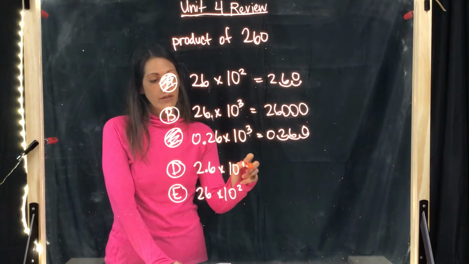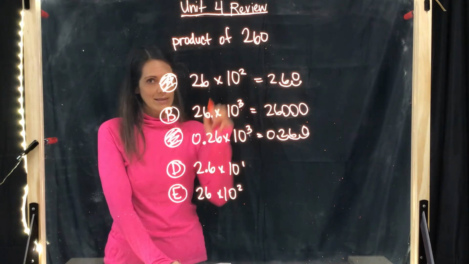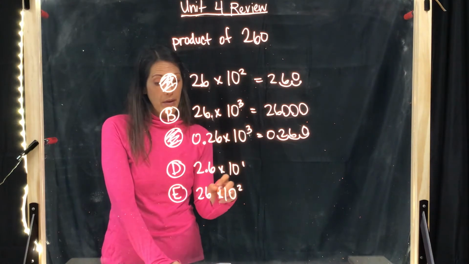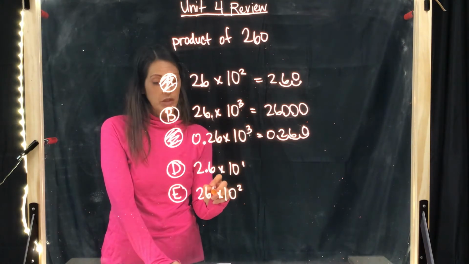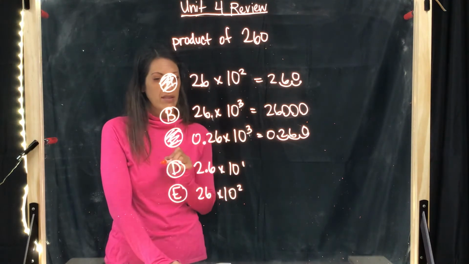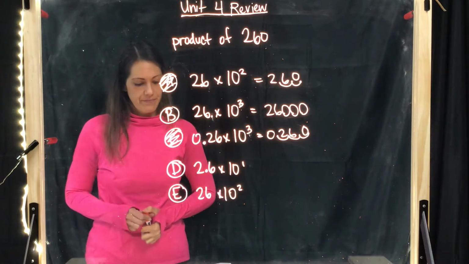26 times 10 to the first power means I'm going to move my decimal place over once, and that's 26, and that's not the same. 26 times 10 to the second power, I don't see my decimal, which means it's at the end. So I'll add 2 zeros, and that will be 2,600, and that's also too big. So A and C are the only two that work for number 5.